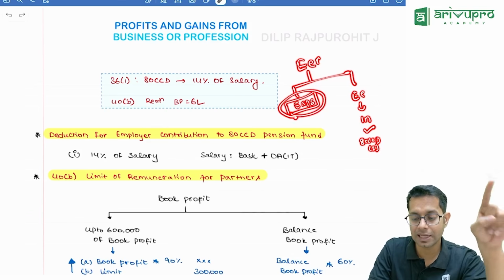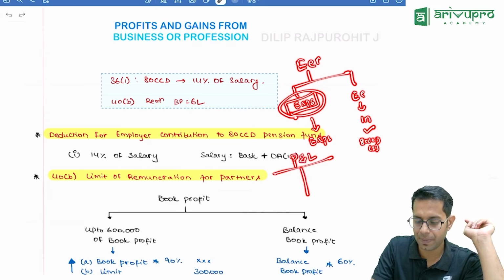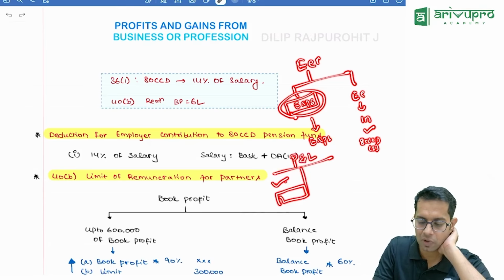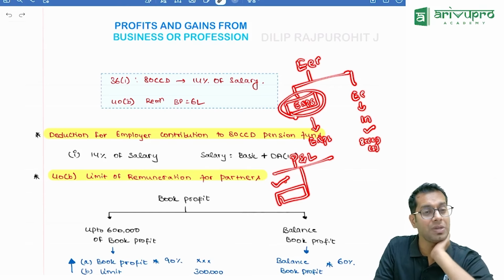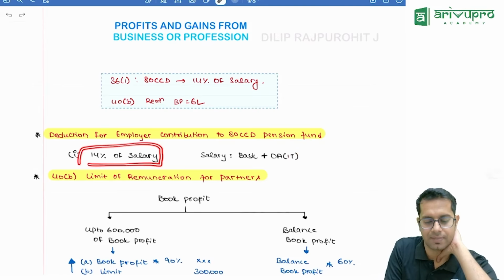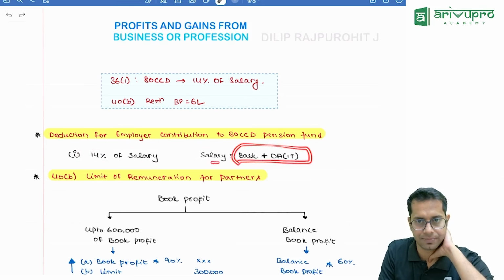Now, because it is an expense for me, the lawmaker says you can claim the deduction of that expense while computing your business income. So when you compute your business income, you claim the deduction of these expenses. How much can you claim, sir? Up to 14% of salary. Here, salary means basic plus DA.